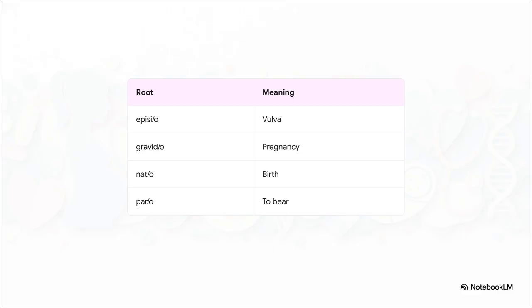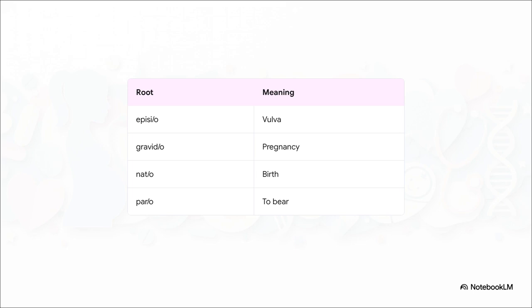Think about gravid/o for pregnancy. You're going to see this used to describe a pregnant woman or the number of pregnancies she's had. Then there's episio for vulva, which is absolutely crucial for surgical terms. We also have nato meaning birth and pero meaning to bear, labor, or childbirth. And here's a pro tip. Certification boards love to test your ability to distinguish between nato and pero, so lock those specific definitions in your mind right now.